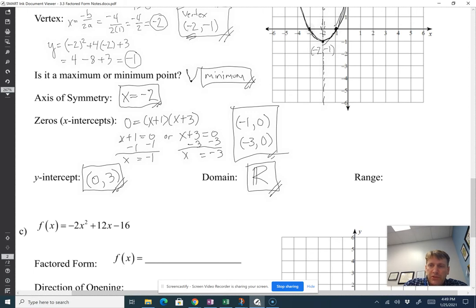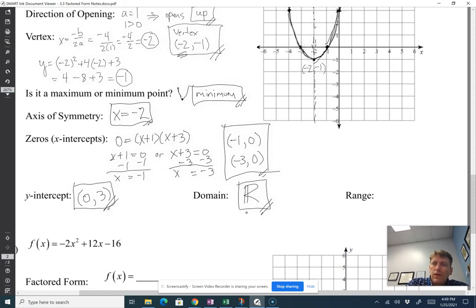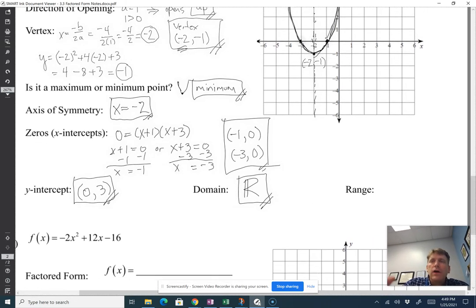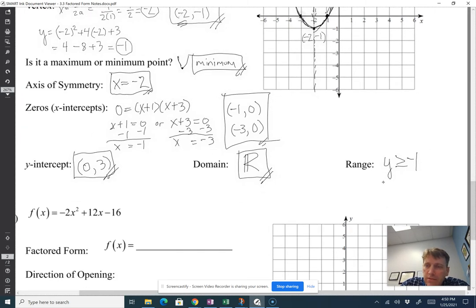The range. For our range, we notice that it goes down as low as -1. So we're going to put y is greater than or equal to -1. Or we can also write that as its lowest value is -1, and it goes up to positive infinity. And those would be our range of y values.